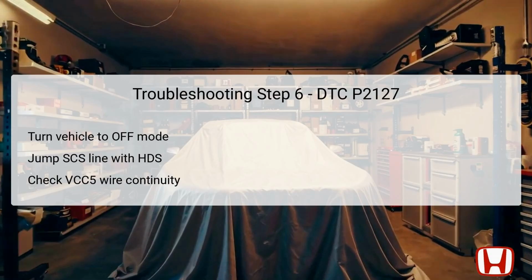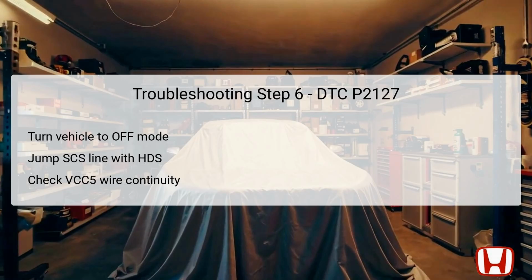In the final step of troubleshooting DTC P2127, first turn the vehicle off. Once again, similar to step 3, jump the SCS line with the HDS and wait for over a minute. Disconnect the PCM connector A to ensure accurate readings. After this, connect terminals A and B, with terminal A representing the female terminal number 1 of the APP sensor and terminal B as a body ground.